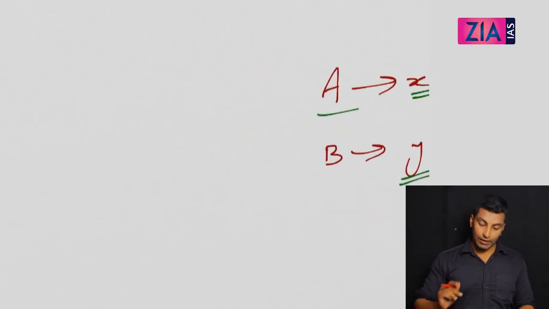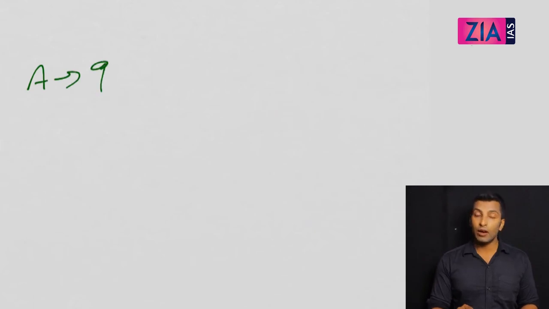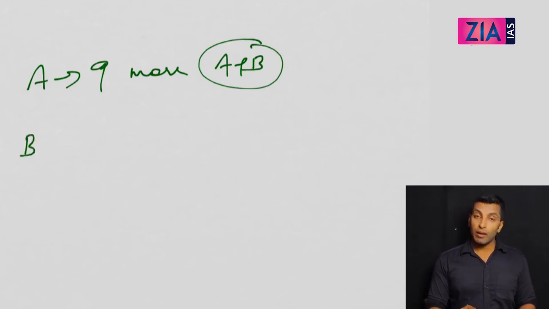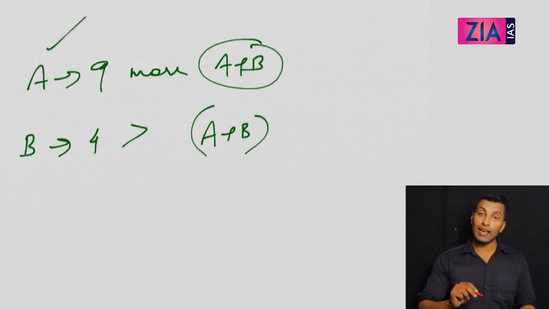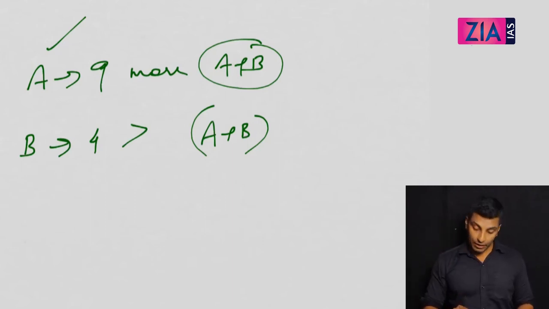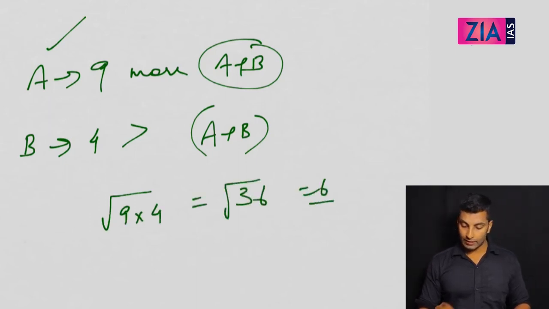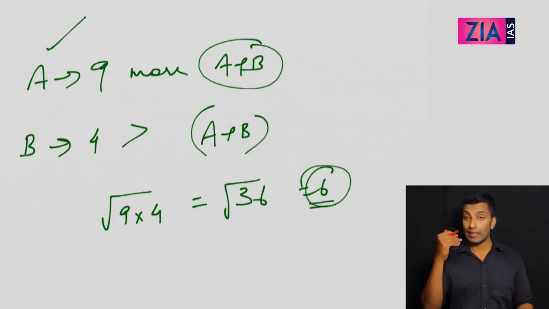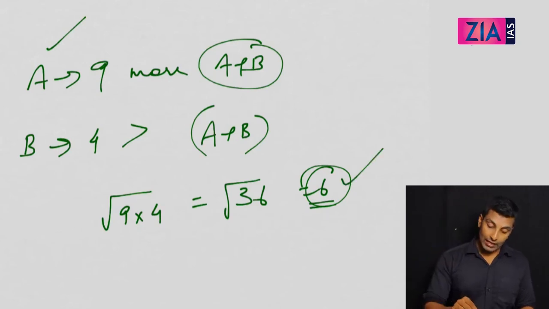So the idea is, see, I'll get questions like this. Let's suppose A takes 9 days more than A plus B working together. B working alone takes 4 days more than A plus B. You understood? A working alone takes 9 days more than A plus B. B working alone takes 4 days more than A plus B. Then A plus B working together is root of 9 into 4, that is root of 36, that means 6 days. So what is the question? If the question was A plus B working together, how many days is the work completed? 6 days. But I can ask you a different question also.